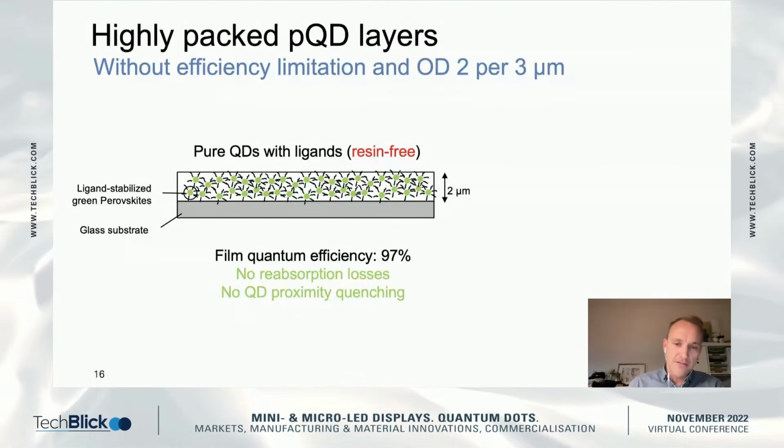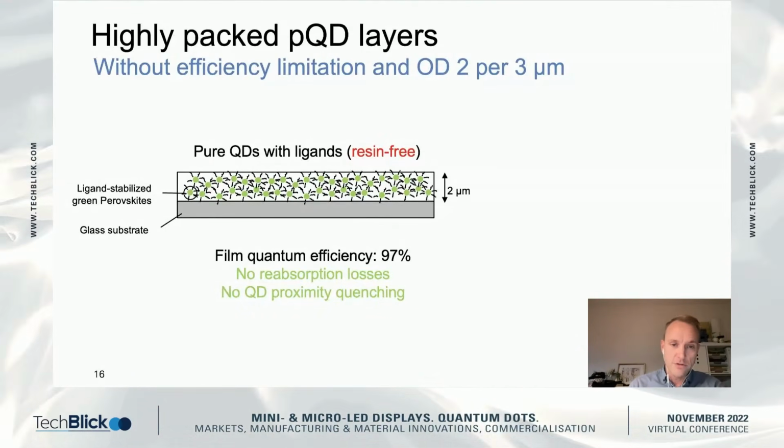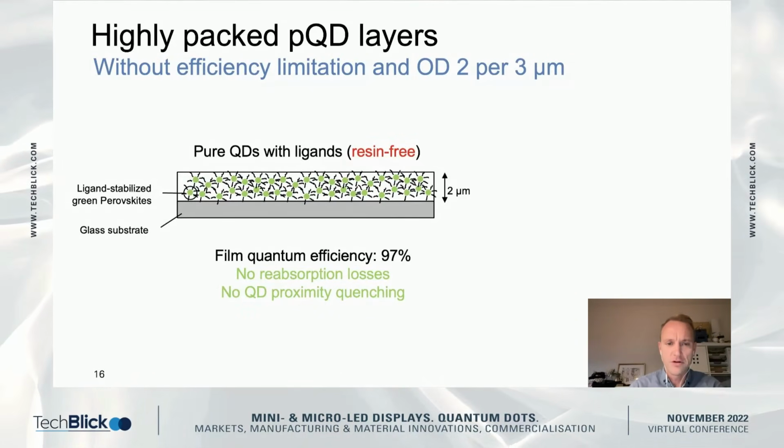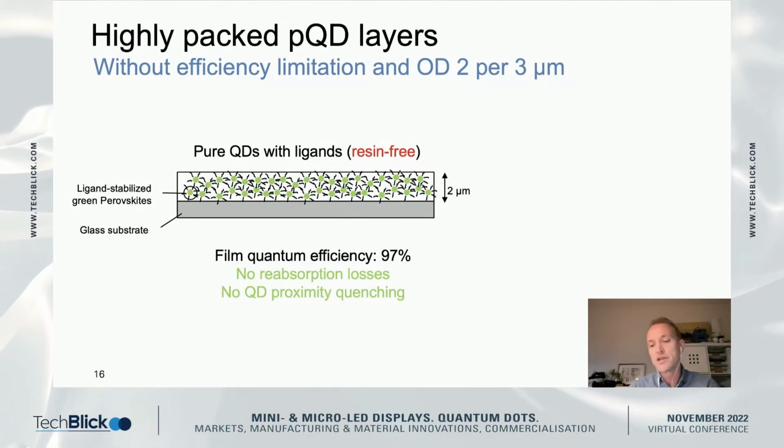So we have 97% quantum efficiency. This shows that in these layers, we basically have no or not a lot of reabsorption losses and also no QD proximity quenching.